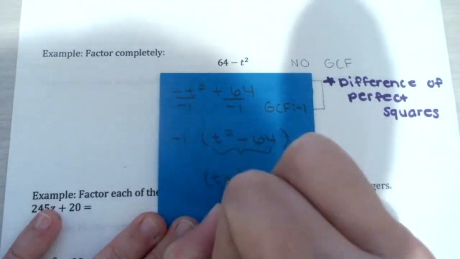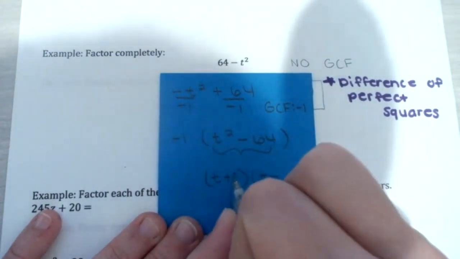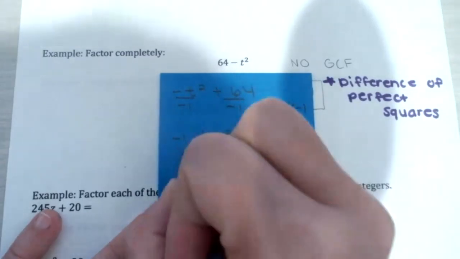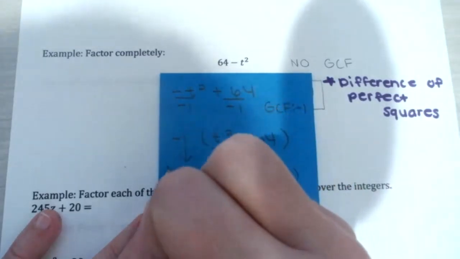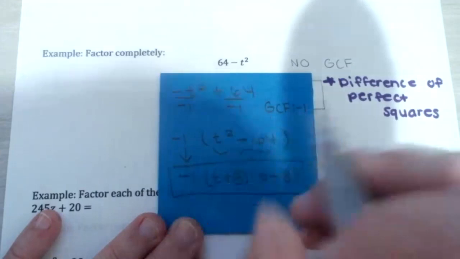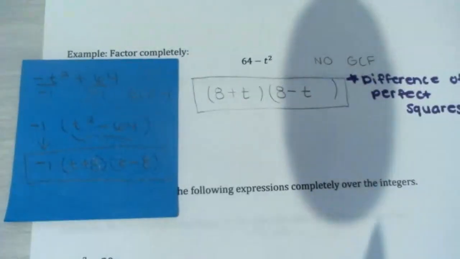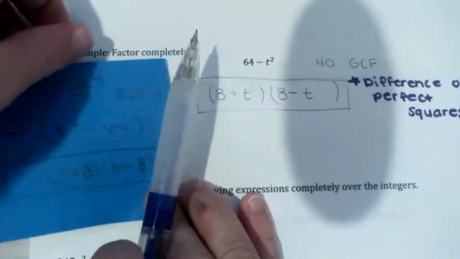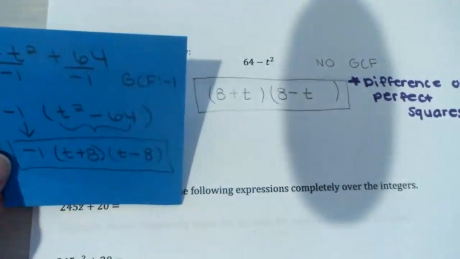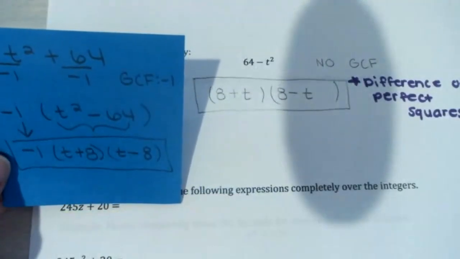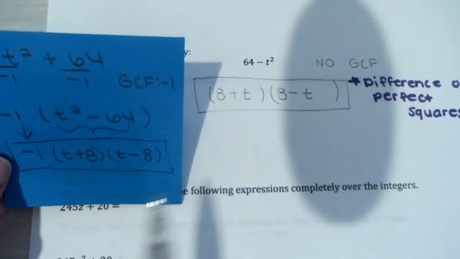T squared is t times t. One's positive, one's negative. 64 is 8 times 8. Don't forget to bring down this negative 1. And that could also be your answer. Looks a little bit different. So negative 1 times t plus 8 times t minus 8. The glare's getting my pencil, sorry. There. That's better. So negative 1 times t plus 8 times t minus 8.